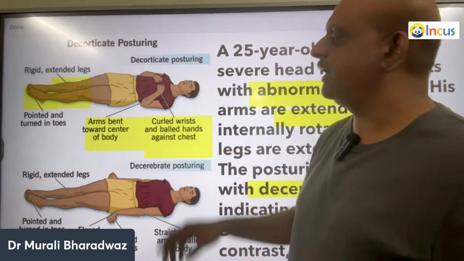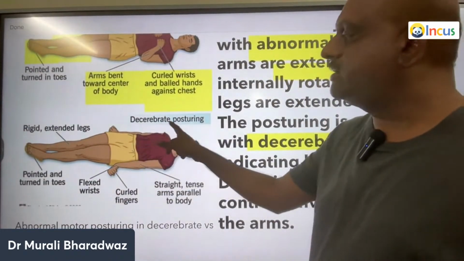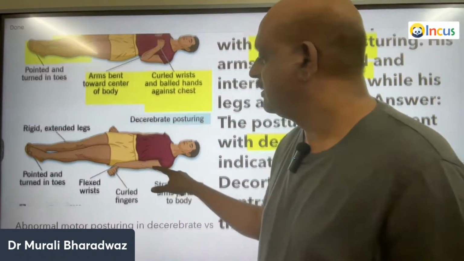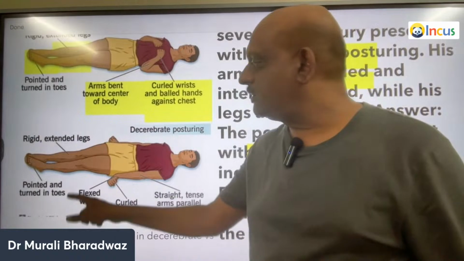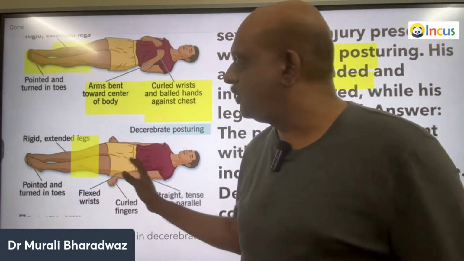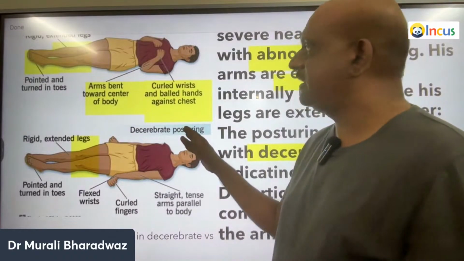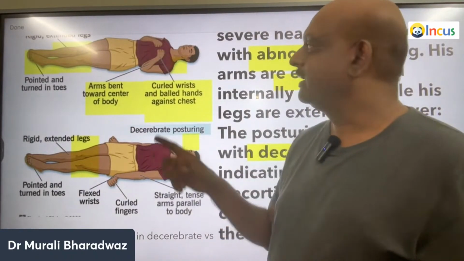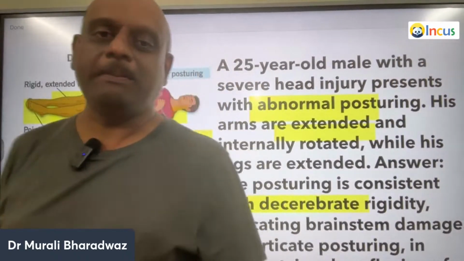So this is decorticate. Whereas you can see decerebrate. In this, both the elbow and also the legs, both of them are in extended posture. If both of them are extended, you call it decerebrate. If the hands are flexed, you call it decorticate, which you need to basically remember.